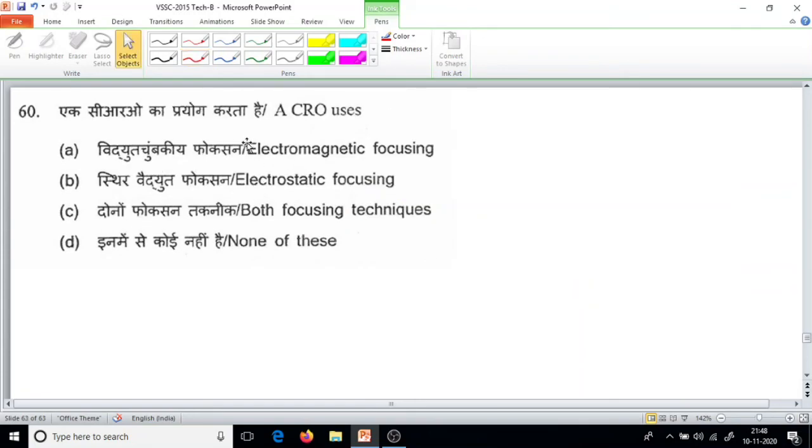Question number 60. Friends, this is the last question, and next we will be solving one more VSSC question paper. I have not selected which paper, probably 2016 I will try. So this is the last question.